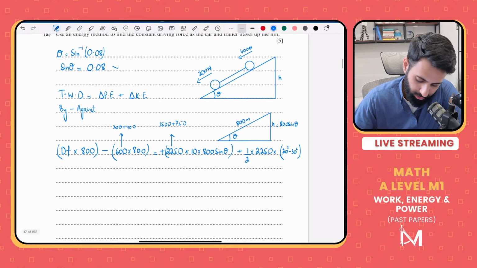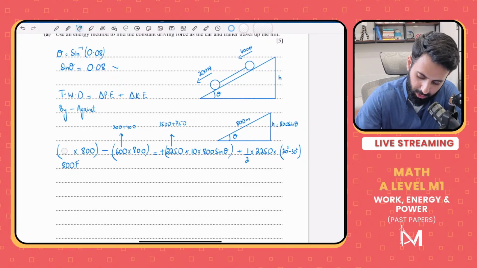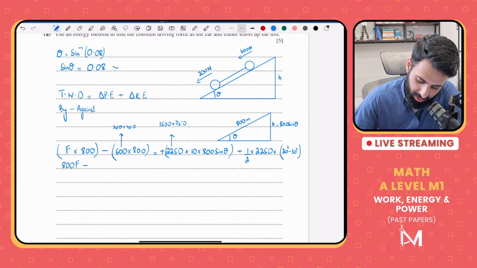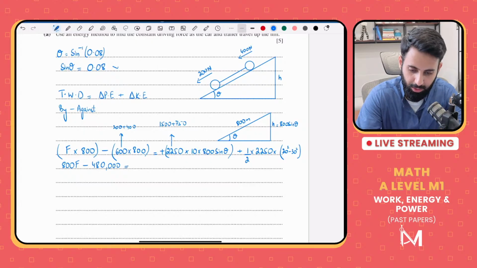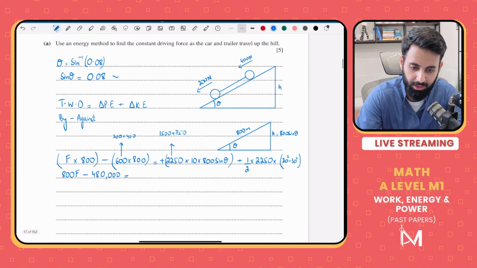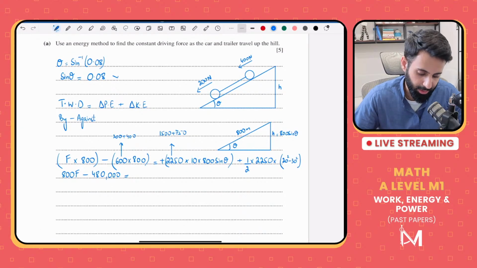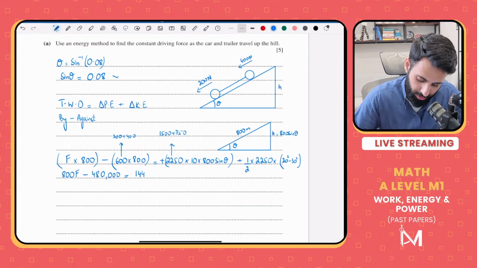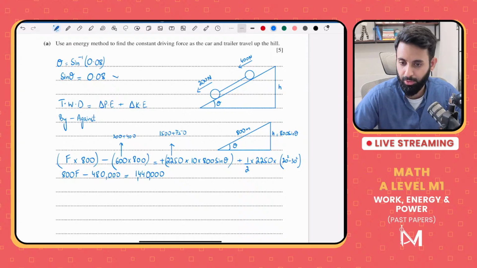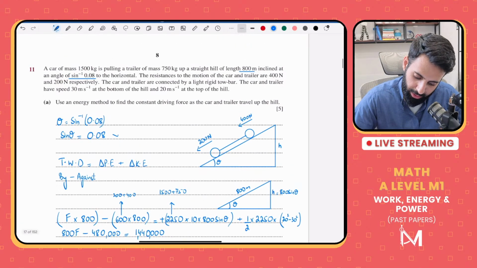Now let's see what this brings us. So this would be 800 times F, which is the driving force. I'll just call it F. Okay, minus 480,000. Equals to, let's work this out, 2250 multiplied by 10 multiplied by 800. And remember, sine theta is equal to 0.08. So this is equal to 144 and 4 zeros. 1, 2, 3, 4. Yeah, 1,440,000.